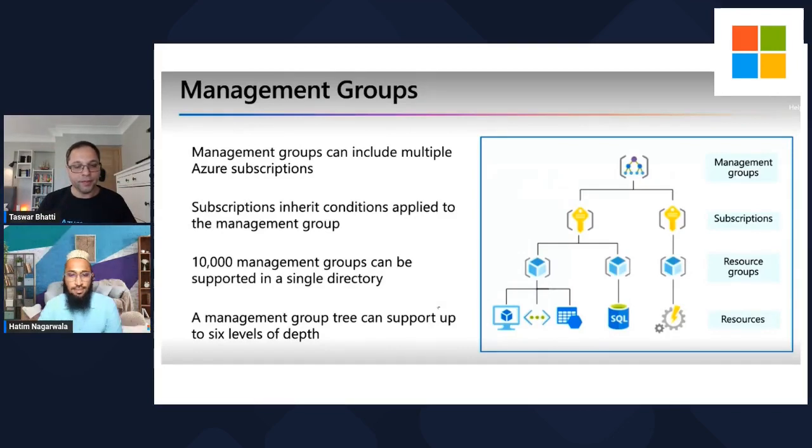That's great. I can read one more thing over here, which says that a management group tree can support up to 6 levels of depth. So, what do you mean by 6 levels of depth? Is this the hierarchy of the management groups? Exactly. So there's the hierarchy of it. There's subscription, and then resource group, and then resources, and then you could actually have more groups within it or more resources within it. So that's why there's only up to 6 levels for it.